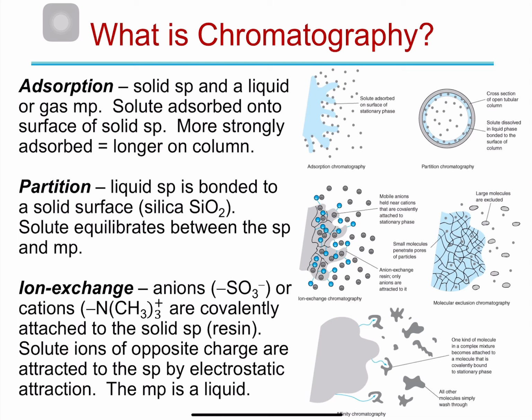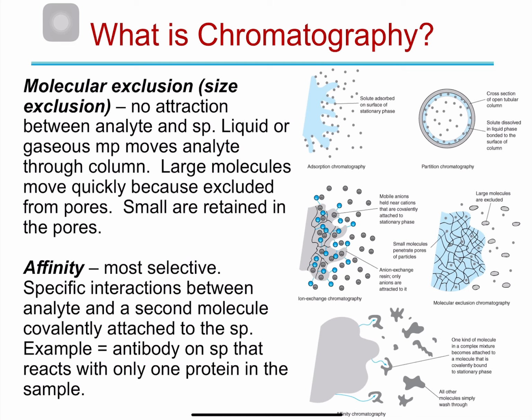So if you have an anionic stationary phase, then any cations in your mixture will be retained on the stationary phase, and anything else will be eluted quickly, and vice versa. If you have a cationic stationary phase, then any anions in the mixture will be retained and the others will be eluted quickly. And then we have molecular exclusion or size exclusion.